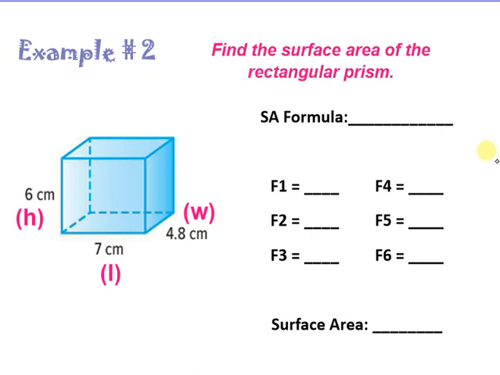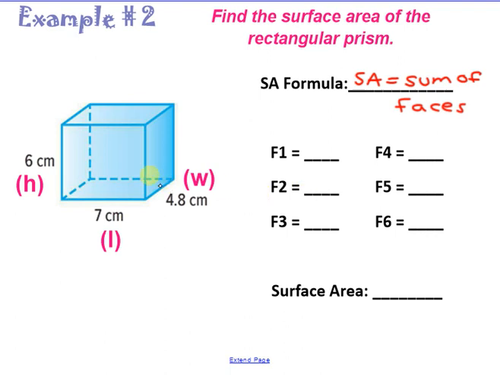Alright, example number 2. So the surface area formula is surface area equals the sum of the faces. And remember that sum means the addition of the faces. Okay? So, again, you can start anywhere that you want because ultimately we are adding it up. But I just like to start on one of the sides and then do the top and the bottom last. So I'm going to start here.